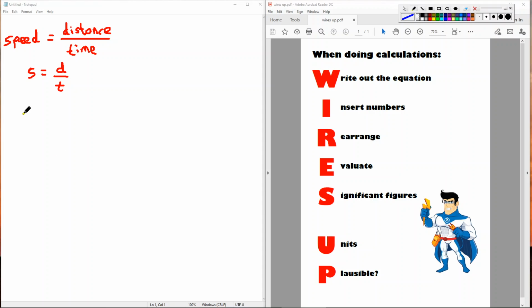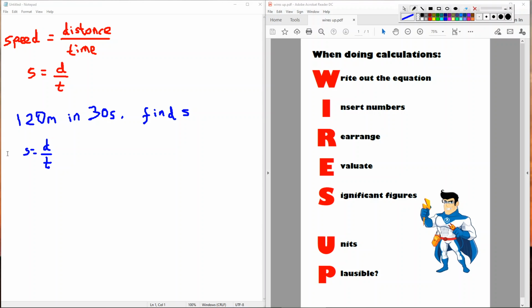Let's imagine we have something that travels 120 meters in 30 seconds. So we have an object that travels 120 meters in 30 seconds, and we need to find the speed. So the question is, find S, find the speed. So following our WIRESUP procedure, W, we write out the equation. S is equal to D over T.